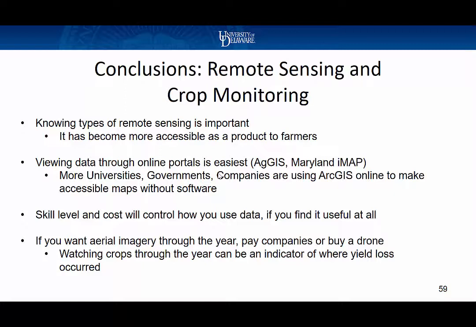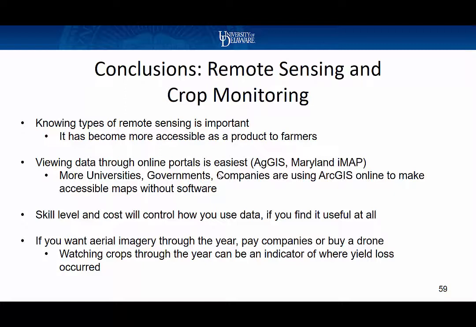Viewing data right now through online portals is easiest, and it's probably going to get even easier. Governments and states are probably going to realize the value of getting this information to you so you can use it for free. AgGIS and Maryland IMAP are good examples, but I think that more universities and governments are going to make this data available to us, and you can also pay for it from companies like Encircler and Climate Field View that's going to work with your entire operation.